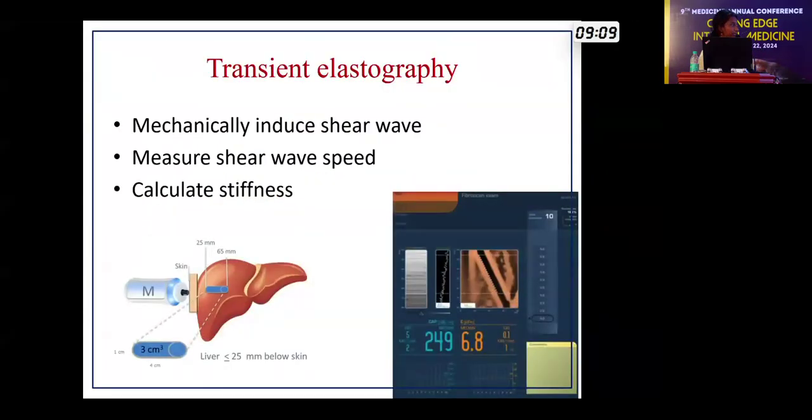Now let me come to this transient elastography or fibroscan. I'm sure all of us would have heard about this fibroscan as an entity. Many might have seen this report being brought to our OPDs, but we may not be able to interpret what this report says. So what is fibroscan? It's a machine where you mechanically induce shear wave. Now this shear speed is calculated as the liver stiffness.